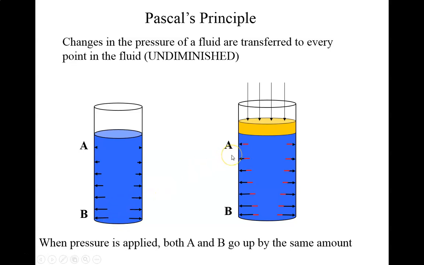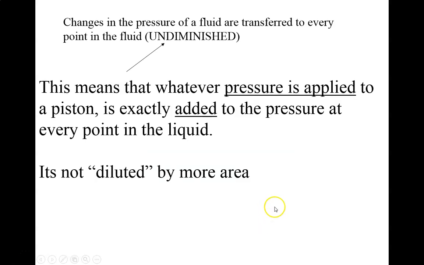If I apply 2 pascals of pressure to the piston, that 2 pascals everywhere is going to increase by 2 pascals. So that's where that red line is showing that everywhere is increasing by the same amount. So undiminished, that little bit right there. What this means is the pressure everywhere goes up by exactly the amount added to the pressure by the piston. It's not diluted by more area.